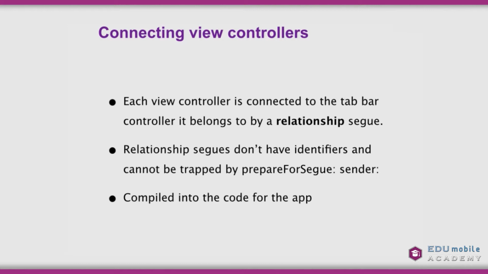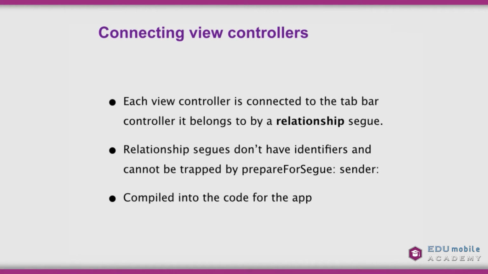So how are other view controllers connected to this tab bar controller? Well, every view controller in a tab bar controller is connected to the tab bar controller it belongs to through a relationship segue. Now, we just connect this like we connect any other segue, and we're going to show a demo. We just choose the relationship item under that segue pop-up that comes up and says, what kind of segue do you want this to be? Now, once you connect it, you can't do anything else with it. That controller, through the relationship segue, is now part of the tab bar controller's hierarchy.